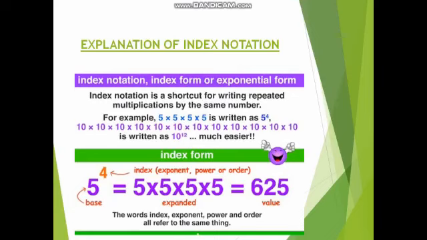Similarly, if you multiply 10 by itself 10 times, the base 10 is the same. So you will write the power as 10 raised to power 10. That means you have kept the base 10 the same and the exponent is 10. So the words index, exponent, power or order all refer to the same thing, that is index notation.